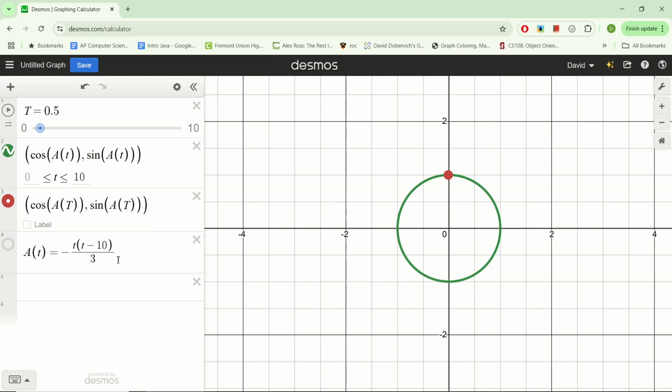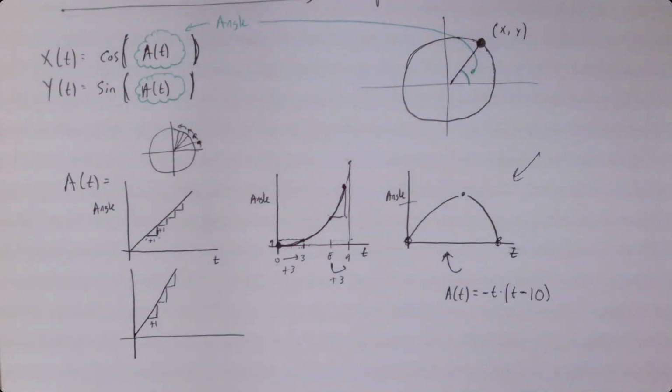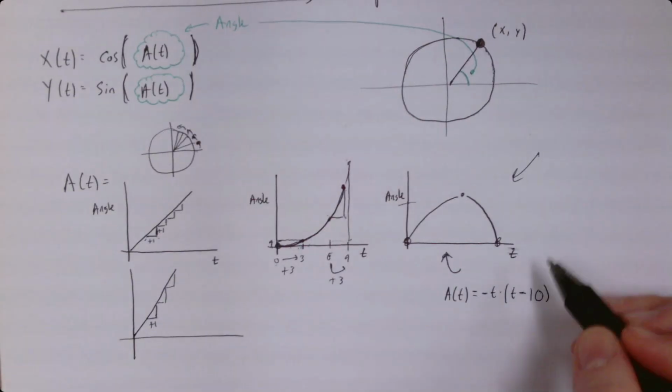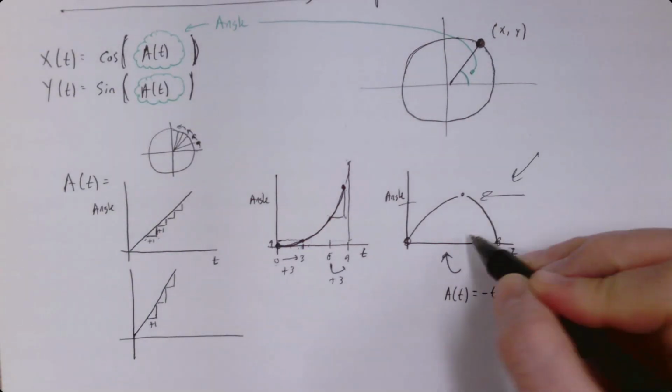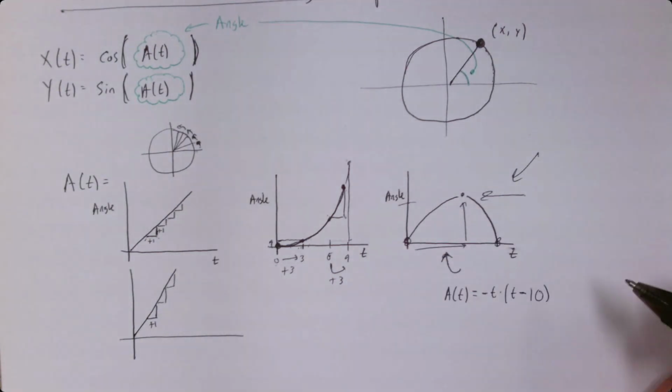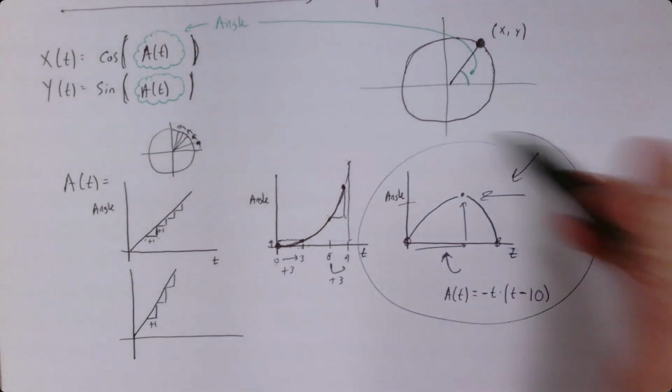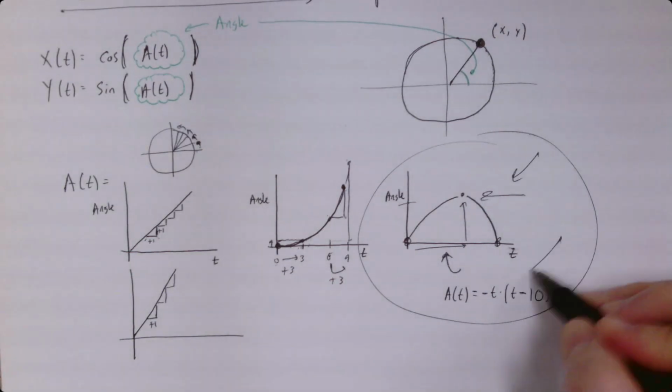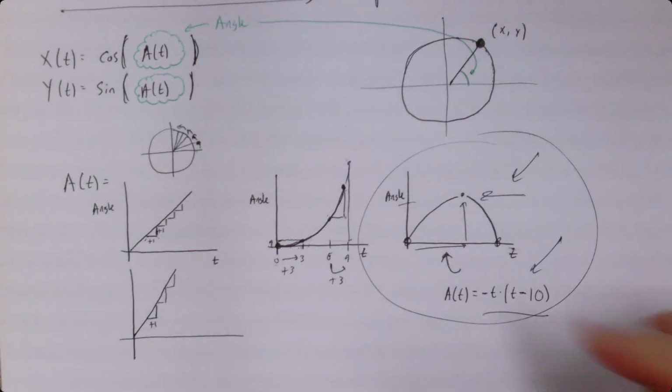So you could experiment, but rather than use Desmos to experiment, here's what you're really going to want to do. You really want to think carefully about what you want this maximum angle to be, and what time you want it to happen at. So you'll think carefully about what this graph needs to look like. That'll give you the equation that you want, and then you can plug it into Desmos to verify that it makes sense.